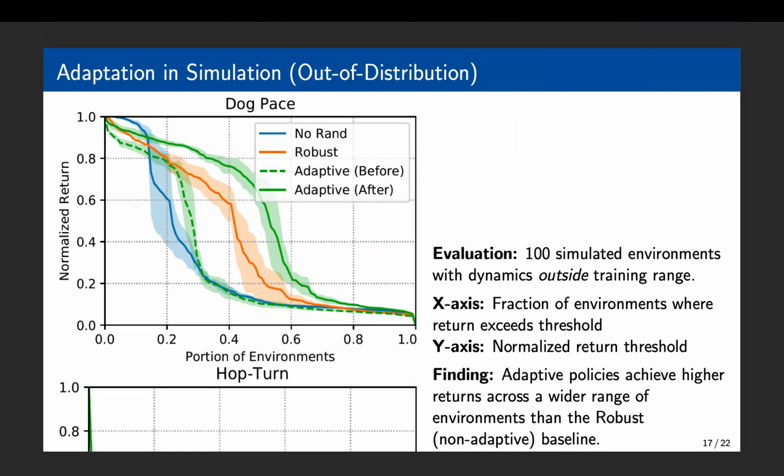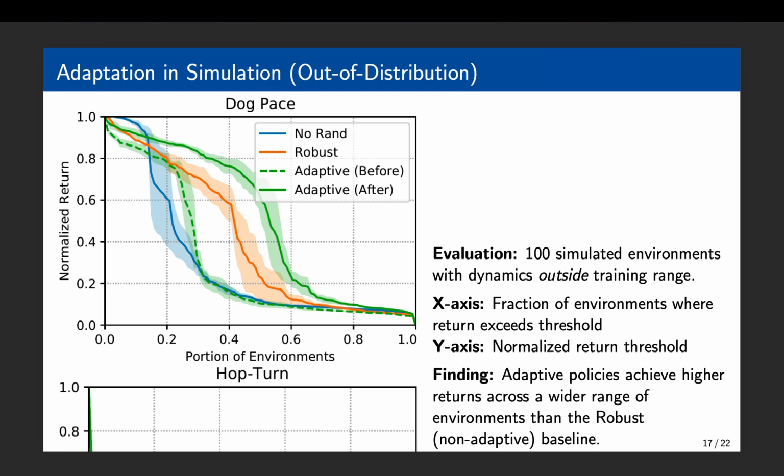And these curves evaluate policy performance across 100 out-of-distribution (OOD) simulated environments, environments with dynamics parameters sampled from a wider range than was used during training. Read the horizontal axis as the fraction of environments and the vertical axis as the return threshold. A curve further to the right means the policy achieves higher return in a larger fraction of environments.